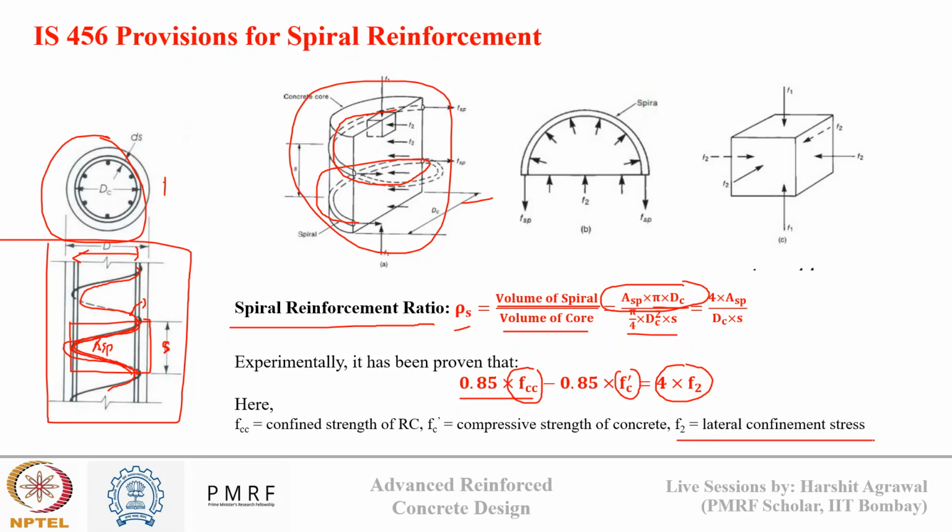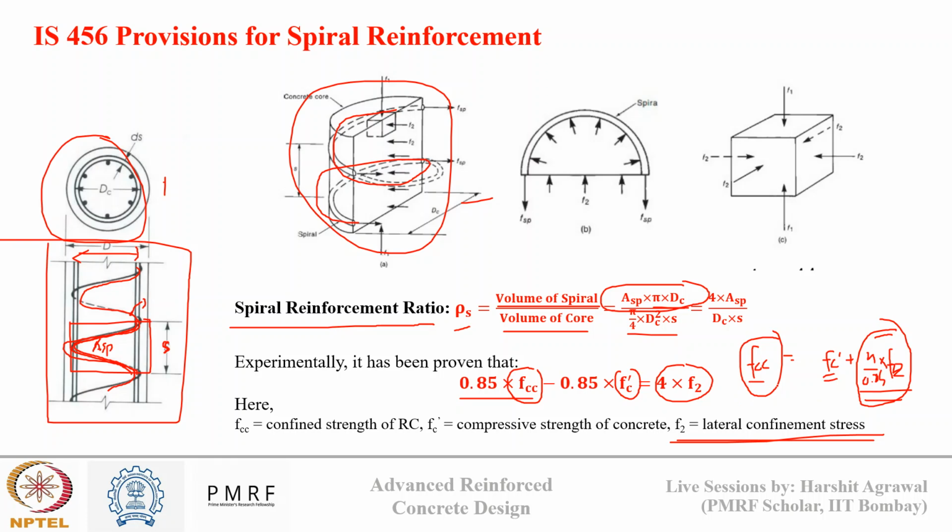So F2 is the lateral confinement pressure. We can write FCC as FC dash plus 4 upon 0.85 times F2. Whatever strength the concrete has, the confined compression strength will be increased by this factor, 4 upon 0.85 times F2, and F2 is the confinement stress created due to the spiral. So this much increment the spiral reinforcement can add to the effective strength of the column.